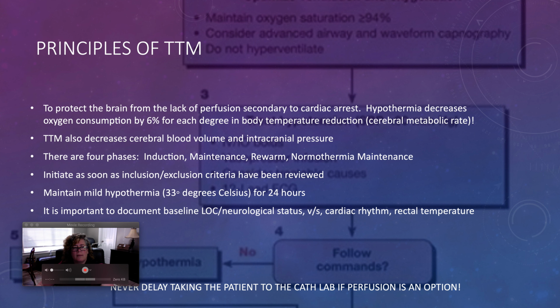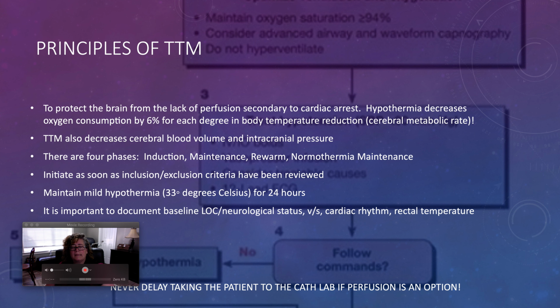We want to protect the brain from the lack of perfusion secondary to cardiac arrest. Hypothermia actually decreases oxygen consumption by 6% for each degree in body temperature reduction. Now, the brain uses about 20% of the total body circulating oxygen, and brain injury is actually the #1 cause of death and debility post return of spontaneous circulation. TTM has also been found to decrease cerebral blood volume and intracranial pressure. It's actually the only treatment that's been shown to reduce neurological disability post-return of spontaneous circulation as well.